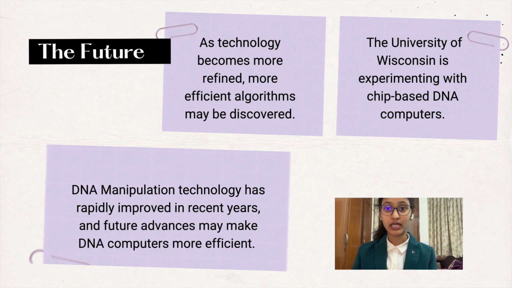In future, as technology becomes more refined, more efficient algorithms may be discovered. The University of Wisconsin is experimenting with chip-based DNA computers. DNA manipulation technology has rapidly improved in recent years, and future advances may make DNA computers more efficient and useful.